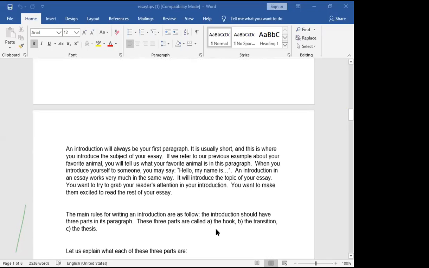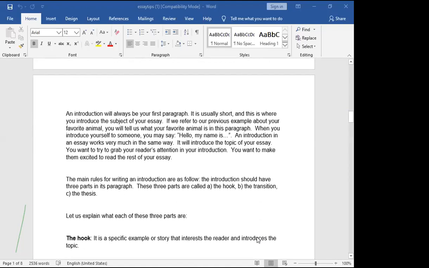So the main rules for writing an introduction are as follows. The introduction should have 3 parts in its paragraph. The three parts are called a hook, a transition, and a thesis. I want us to get the words right. A hook, transition, and thesis. Those are the three parts of introducing an essay. Can we go through them again?